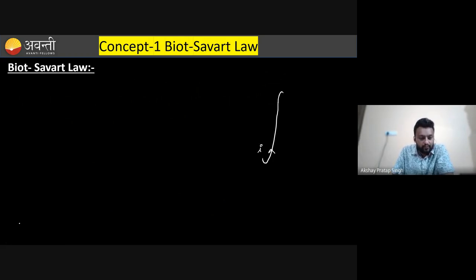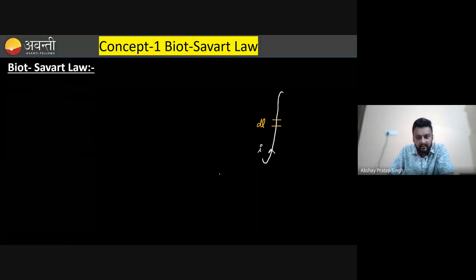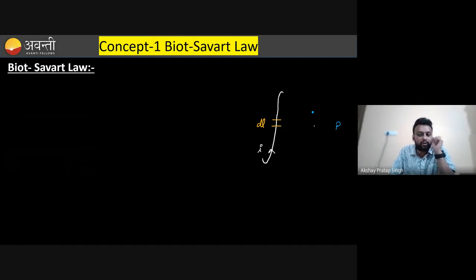And there is a very small element dl on this current carrying conductor. Due to this, we need to find the magnetic field at a certain point. Let's suppose this point is P. We want to calculate the magnitude of magnetic field at this point. So this distance, let's suppose, is r. Clear? And this angle is theta.